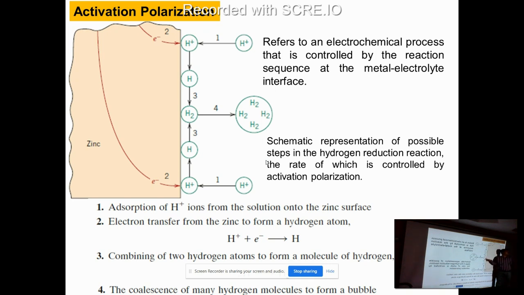Now the fourth important step is that the formed bubble has to release from the surface. Otherwise what will happen? Let us assume my entire surface is having H2 bubbles. If it is not released from the surface, there will not be further H+ ions to come onto the surface. There will not be further electron extraction. Are you getting it or not?